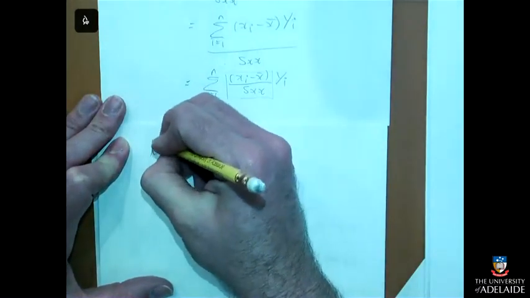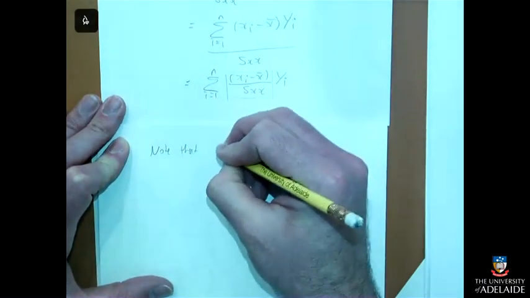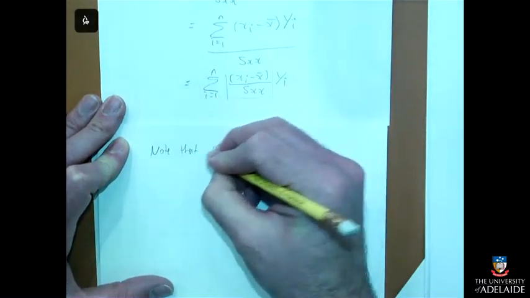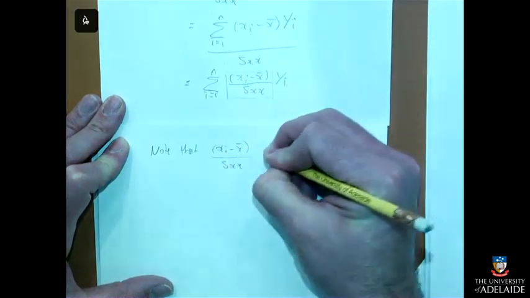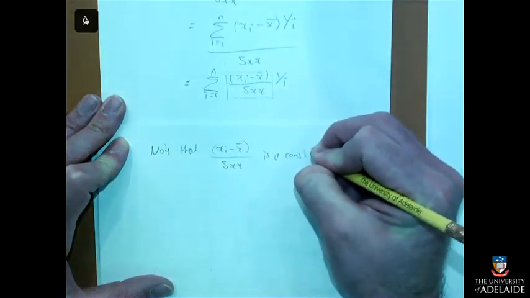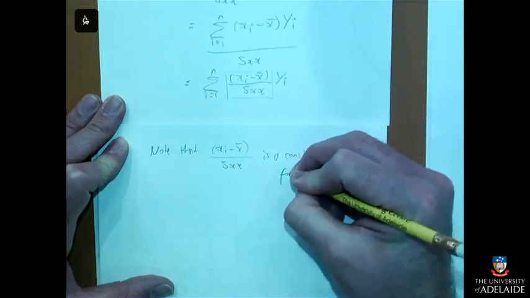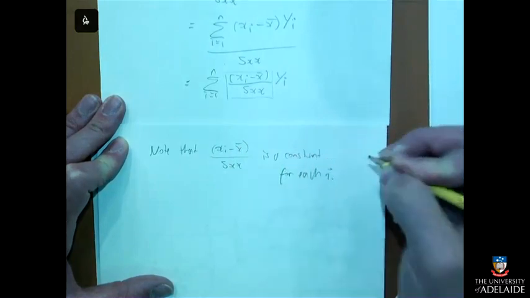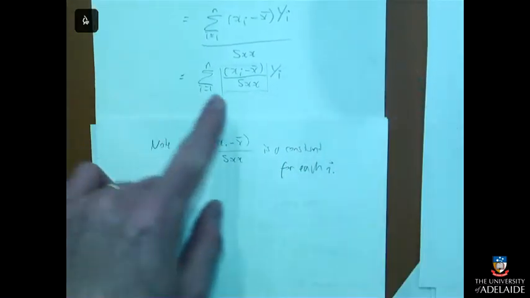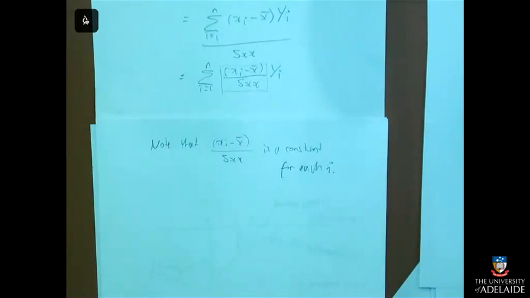I might as well just say, for the benefit of the person reading it, that note that (xi minus x bar) over Sxx is a constant for each i. And so those are the a's that they're referring to. I could, if I wanted to, call them a, but I feel like that might be a waste of effort, because I'm just going to have to eventually put that back in, I'd say. Okay.